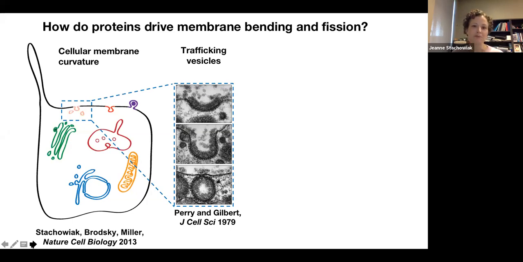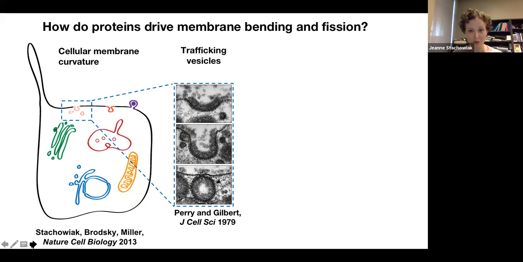So first, how membranes become curved by protein assembly is a very fundamental question in cell biology and biophysics, and many labs have made contributions in this field for several decades now. You can see here an example of one of the most studied structures, which is a clathrin-coated vesicle. Clathrin-coated vesicles are studied so broadly for several reasons.